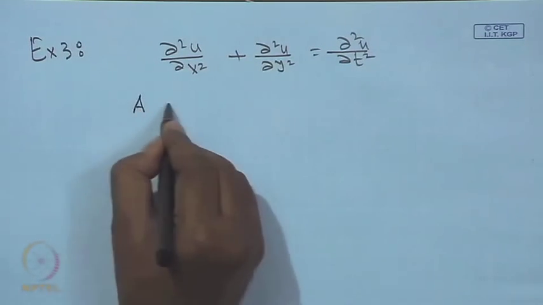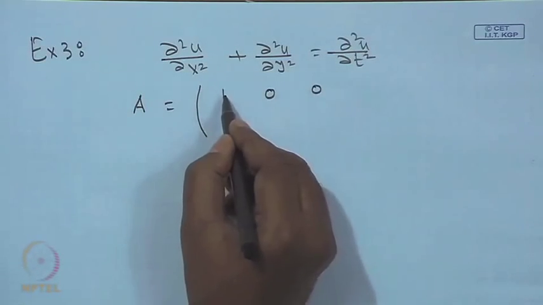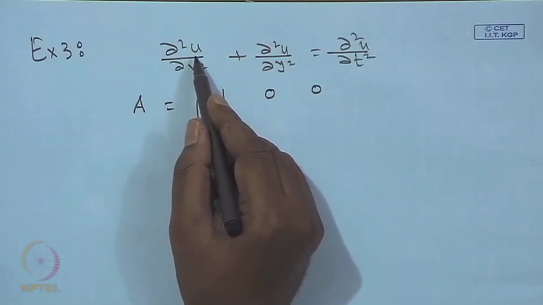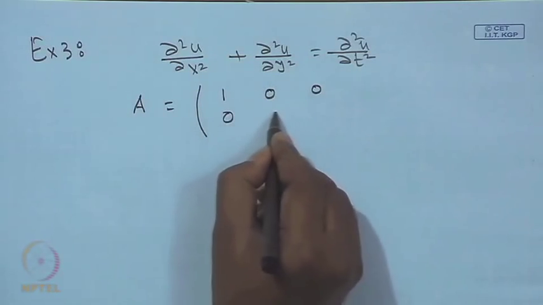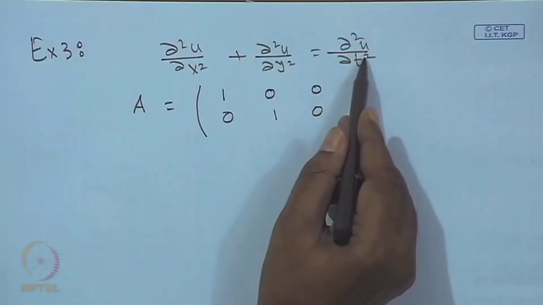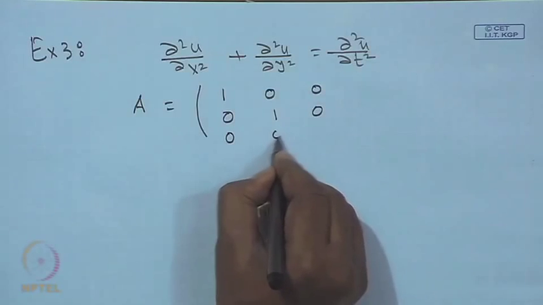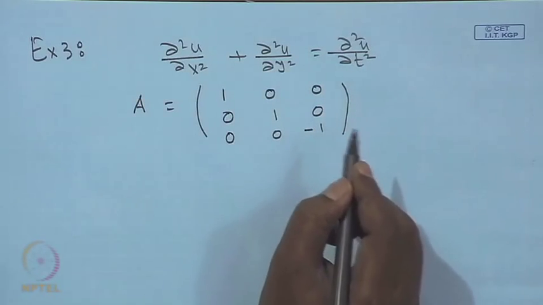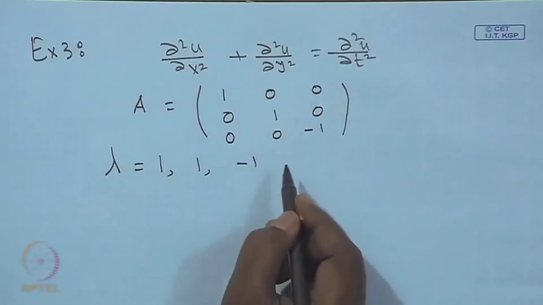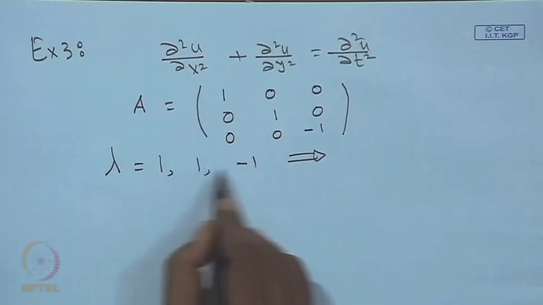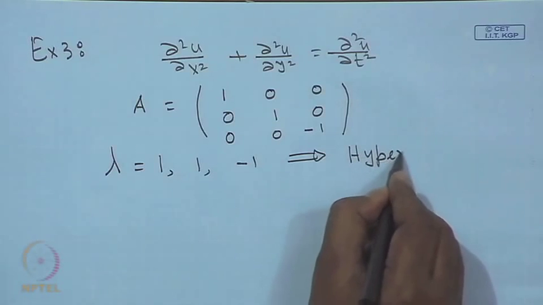You can construct the coefficient matrix: 1 0 0, because the coefficient with del square u del x square is 1, del square u del y square is also 1, so 0 1 0, and del square u del t square will be minus 1, because when you bring it to the other side, 0 0 minus 1. So, one can get the eigenvalues as 1, 1 and minus 1. Since the eigenvalues are of mixed signs, this equation is a hyperbolic partial differential equation.